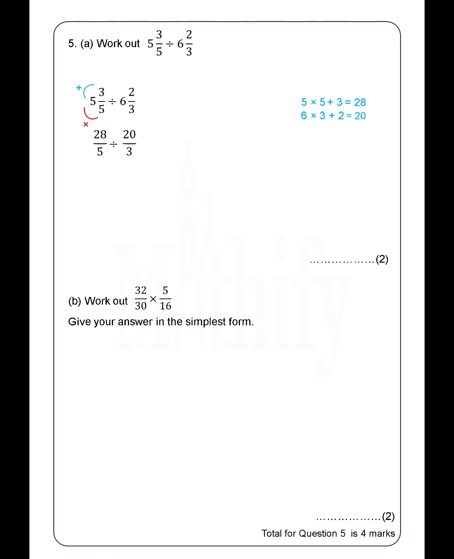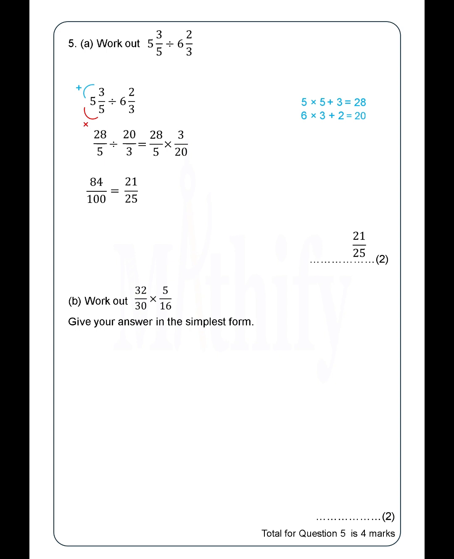As you can see, we use KFC. Keep, flip, change. So instead of divided by 20 out of 3, it will be multiplied by 3 out of 20. So 28 out of 5 multiplied by 3 out of 20. Now all the fractions multiply as normal. 28 times 3 is 84. 84 divided by 100. That can be simplified into 21 out of 25. As you can see, both 84 and 100 are multiples of 4. That's why you divide it by 4. Therefore, the final answer is 21 out of 25.